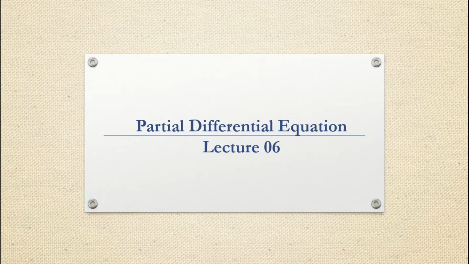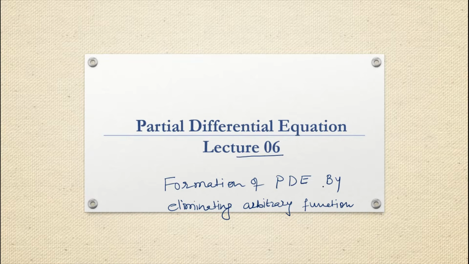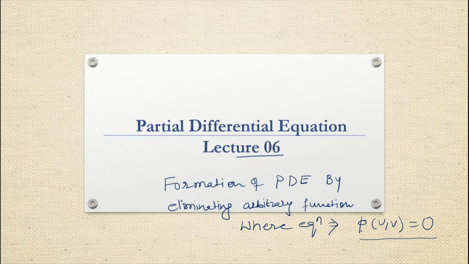Hello everyone, I am Monica Bhushan and today we are starting partial differential equation lecture number 6 by eliminating arbitrary function, where the equation will be written in some special form. The equation will be in the form of phi(u, v) equals 0. First we will discuss what this means: what is phi, what is u, what is v?